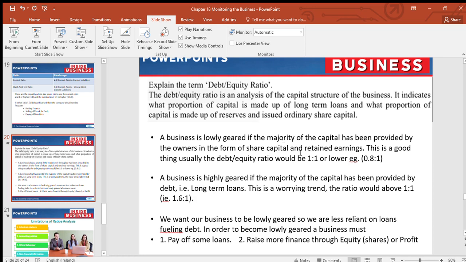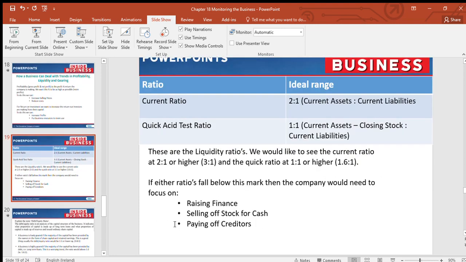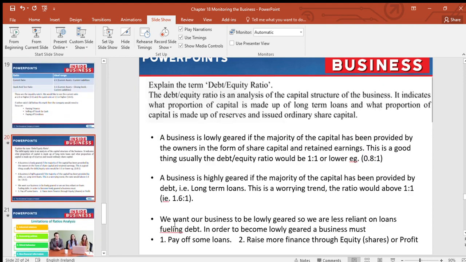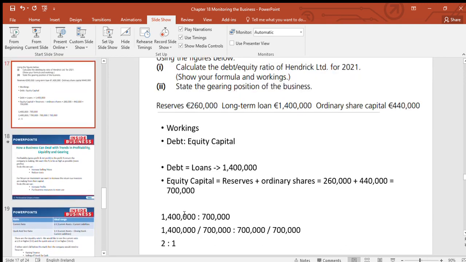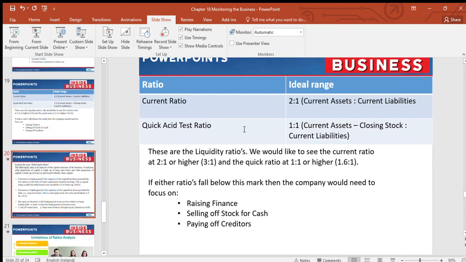So once you've been given a question and you're doing the calculations and you work out the ratio, what we're doing now is we're looking at, okay, for this example here, obviously their loans were massive. Their loans were 1.4 million and the capital was 700,000. It was a 2:1. Their loans were double the money they've raised themselves, so they would be highly geared. And that would be a problem for the long term because they owe the banks 1.4 million. This is just the one I used in the previous notes example.